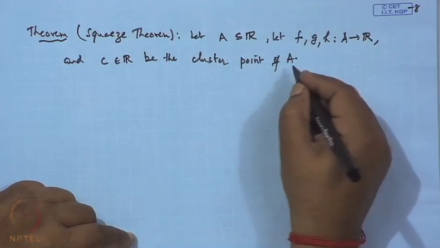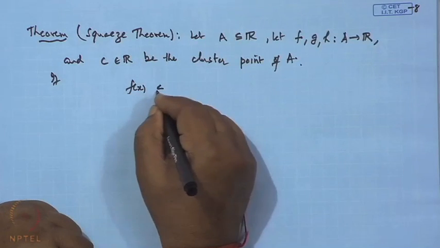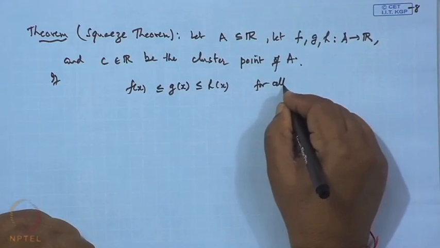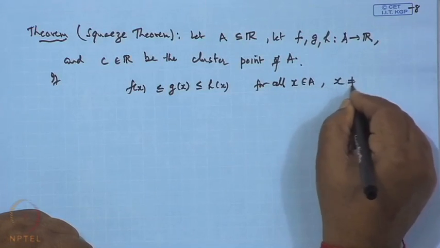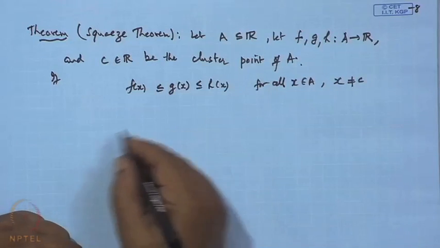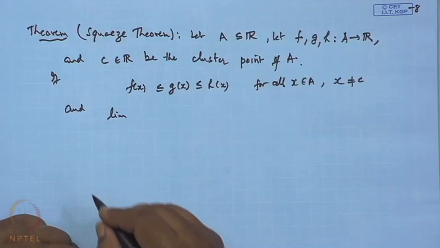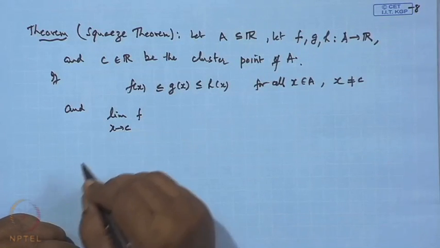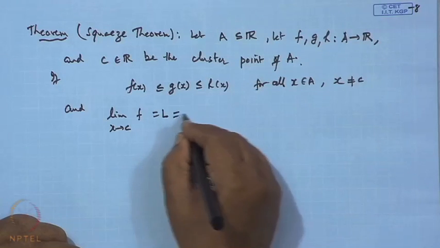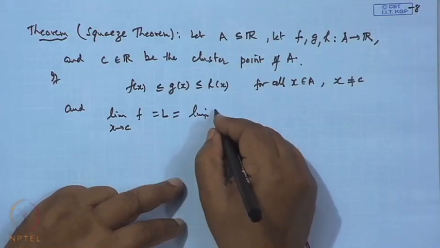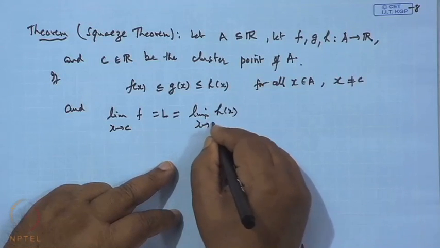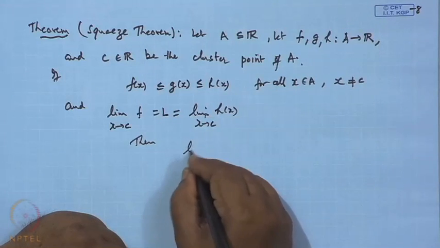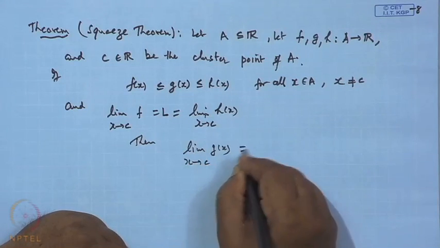Point of A. Now, if this inequality f(x) is less than or equal to g(x) is less than or equal to h(x) holds for all x belonging to A except say c, x is not equal to c, and if the limit of f(x) as x tends to c is L, which is also the limit of h(x) when x tends to c, both the limits exist and have the same value say L, then this squeeze theorem says the limit of g(x) when x tends to c will also be L.